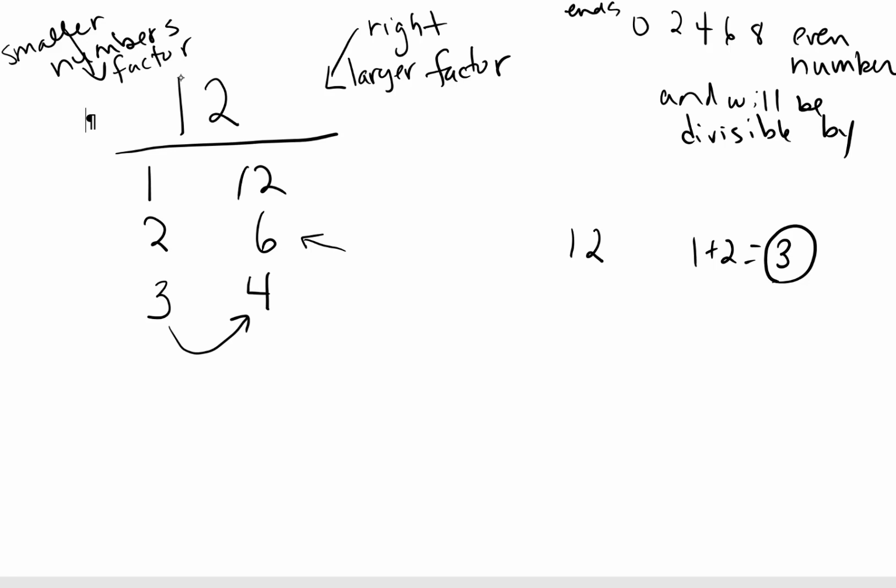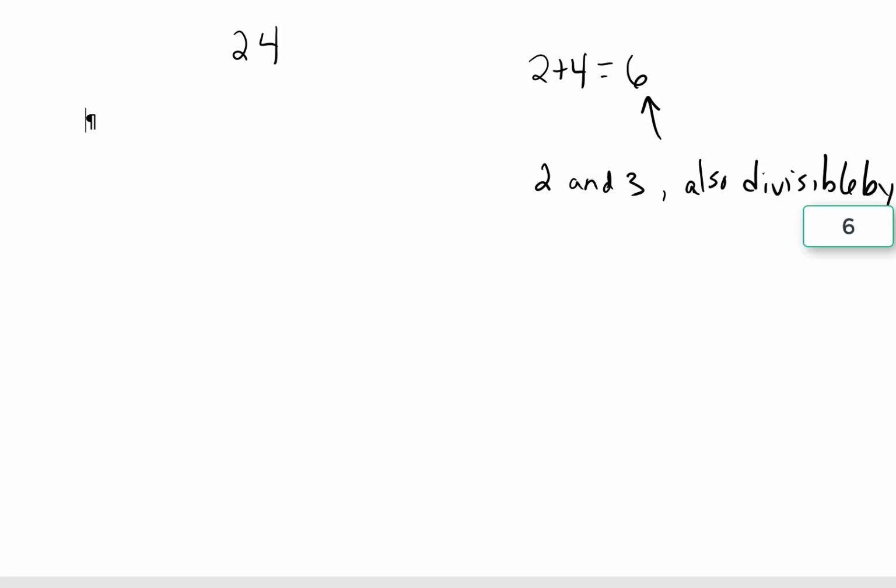Let's look at another number and factor it. Let's factor the number 24. Looking at 24, I know it's even, so I know 2 will go into it. If I add the 2 and the 4, I get 6, so I know 3 goes into it. Another thing: if a number is divisible by 2 and 3, then the number will also be divisible by 6.